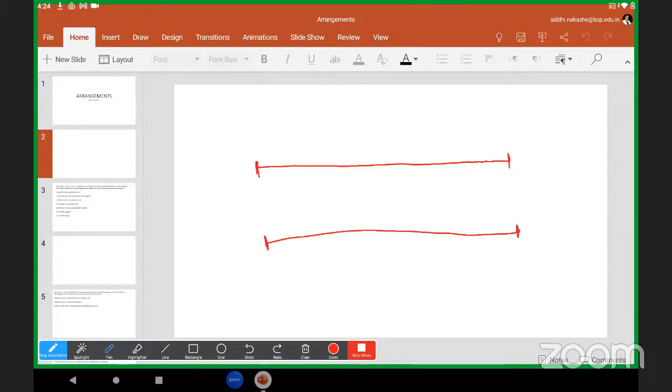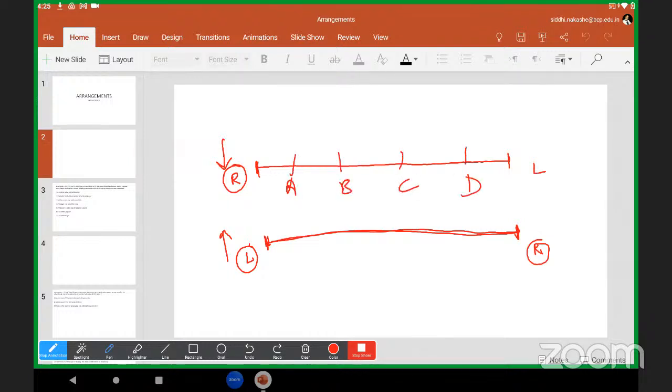It is mentioned that one row is facing north and one is facing south. Always keep the front row as the one facing north, which is left and right. And the second one will be south, which will be exactly opposite, right and left. Suppose A, B, C, D are there, and here P, Q, R, S. This means A, B, C, D are facing south and P, Q, R, S are facing north.